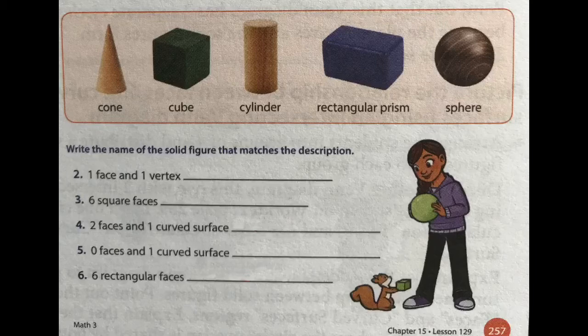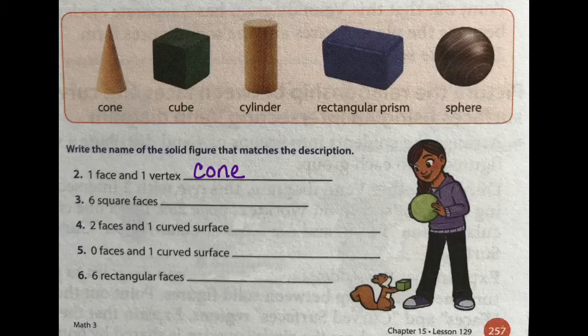Which of those shapes, these ones up here, has one face and one vertex? We have a cone, a cube, a cylinder, rectangular prism, and a sphere. Which one do you think? It is a cone. So write cone on the line. If you want to pause and work ahead, you may. And then when you're done with number six, unpause.